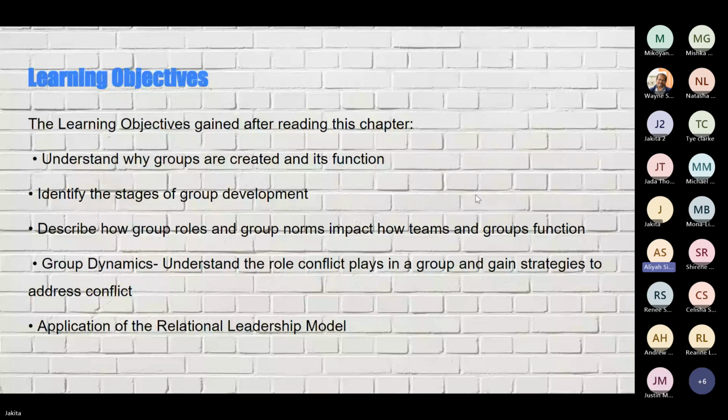The learning objectives gained after reading this chapter are: understand why groups are created and their function. Identify the stages of group development. Describe how group roles and group norms impact how teams and groups function. Group dynamics: understand the role conflict plays in a group and gain strategies to address conflicts. And lastly, application of the relational leadership model. Next slide.